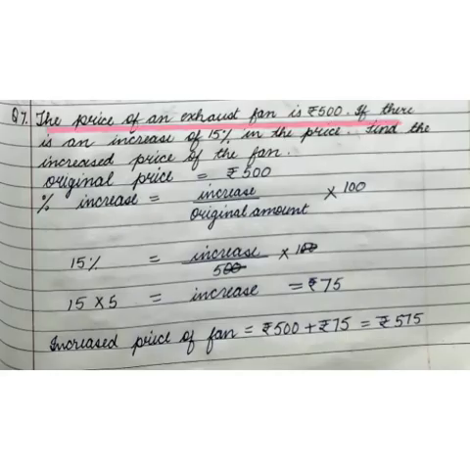Question 7. The price of an exhaust fan is rupees 500. If there is an increase of 15% in the price, find the increased price of the fan. We'll take the original price to be 500. So the percentage increase is equals to increase upon original amount into 100. Now putting the values, percentage increase 15% is equals to increased value, which we don't know, upon original amount 500 multiplied by 100. Now cancelling the zeros, this 5 is left in the denominator, we take it to the other side, so it should be multiplied. So increase is equals to 15 into 5, that is rupees 75.